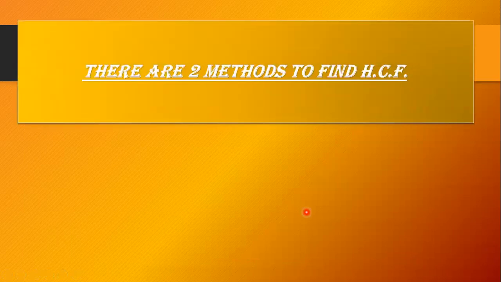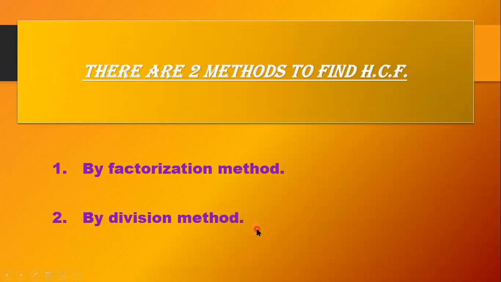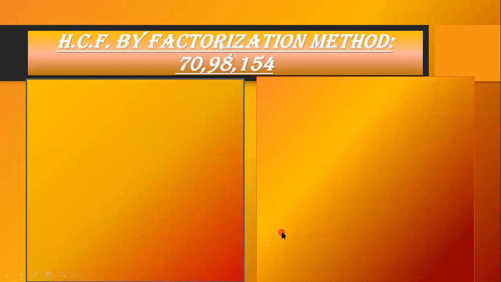Do you remember, my students? There are two methods. First, by factorization method, and second is by division method. Okay? There are two methods to find out the HCF, by factorization method and by division method. So to explain it further, let's take an example.